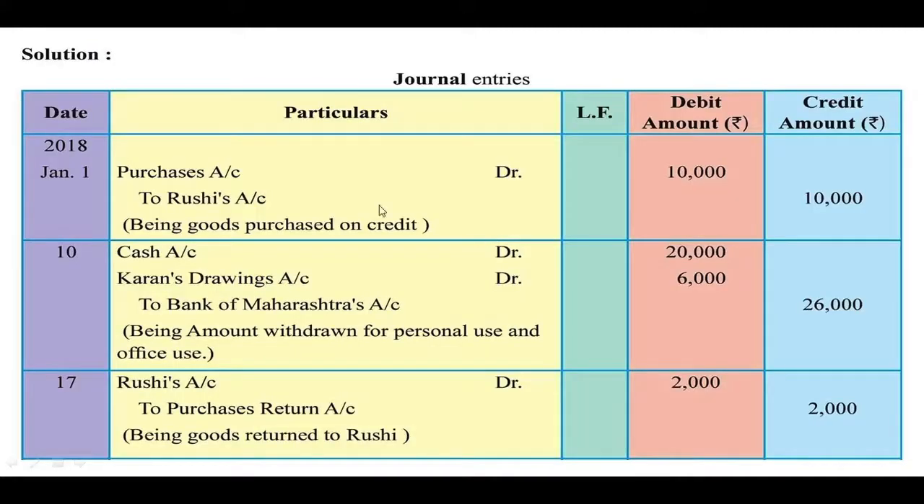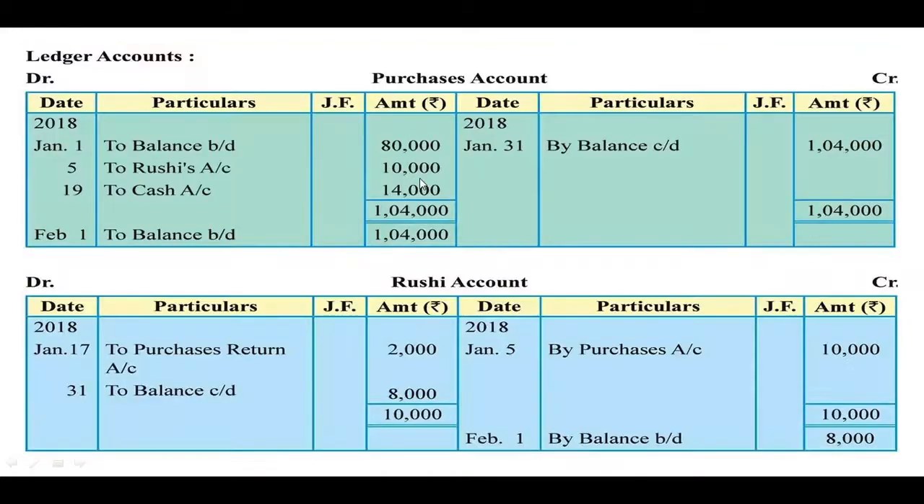Now in the first journal entry Rushi's account is involved, and for Rushi's account the opposite account is the purchases account, and that opposite account is debited. Since it is debited in the Rushi's account, it will be recorded on the credit side. So you have to remember always the opposite effect. So here 5th January by purchases account is written on the credit side.